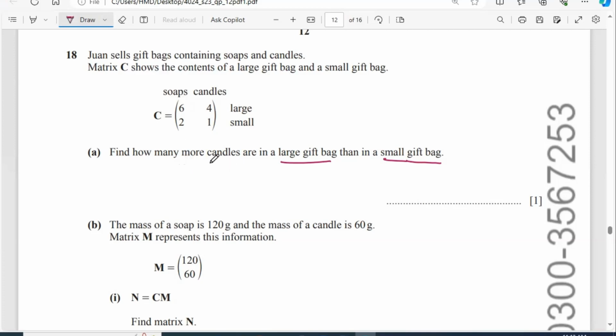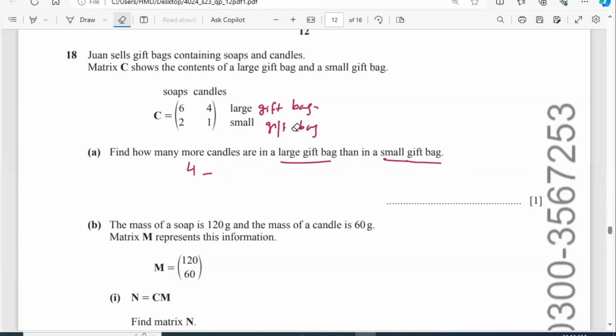And we have to find how many more candles. So we have to find the difference in candles between the large gift bag and the small gift bag. This is the large gift bag with 4 candles, and this is the small gift bag with 1 candle. So 4 minus 1 is 3.